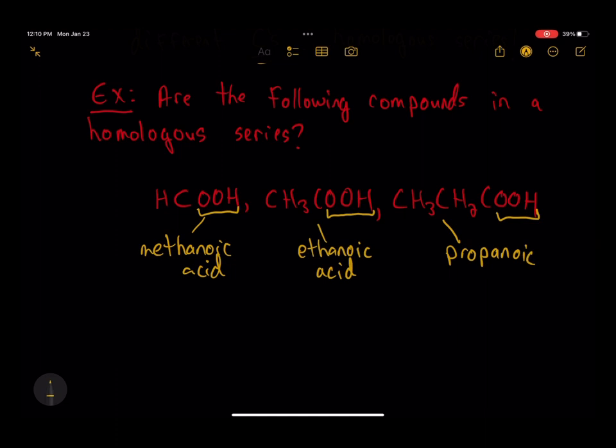Now, these all have the same functional group. The only thing that differs between them is the number of carbons in each compound. So, because they have the same functional group, we can expect that they're going to behave similarly in terms of chemical properties. So, because they're all the same functional group but differ in number of carbons, we can say that these are in a homologous series.